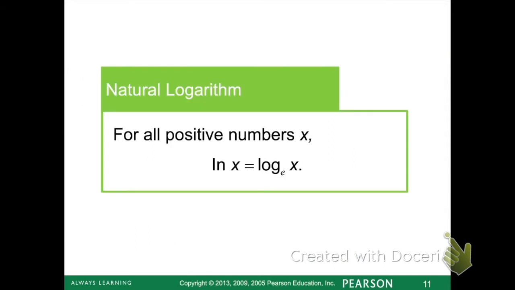The other type of log that we use a lot in math is a natural log. So we denote natural log as ln of x. So ln of x is equal to log base e. E is a number, just like pi. And we do have an ln, a natural log button on your calculator, so make sure that you find that on your calculator.